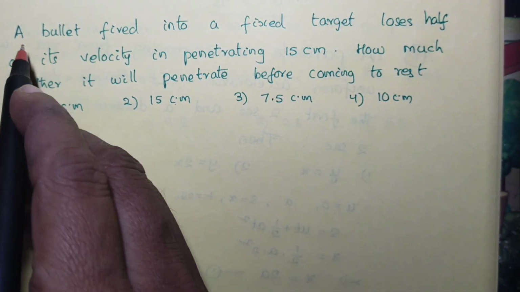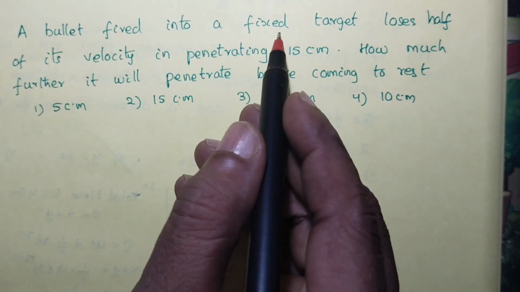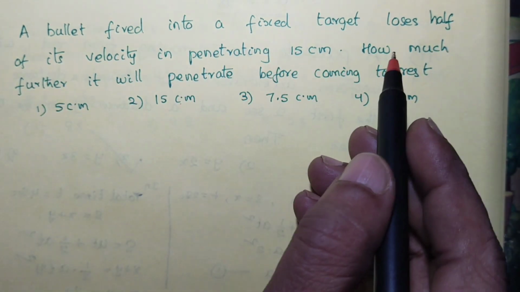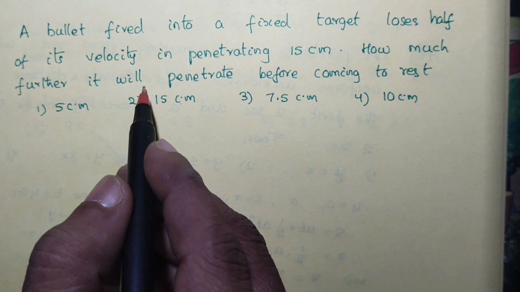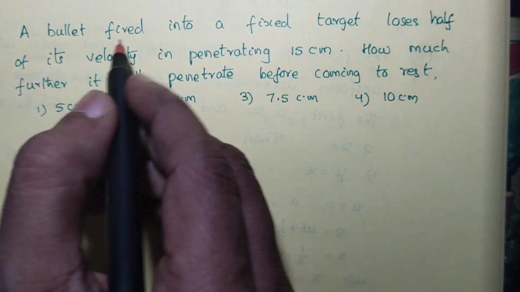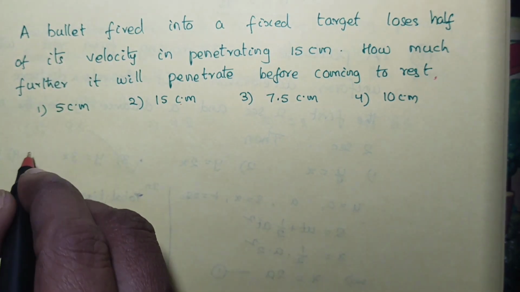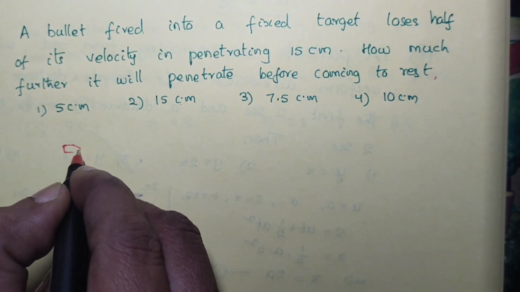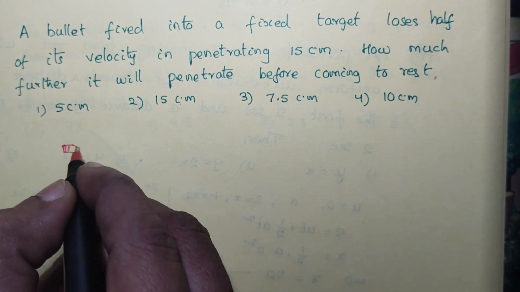So students, let us see this problem. A bullet fired into a fixed target loses half of its velocity in penetrating 15 centimeters. How much further will it penetrate before coming to rest? So here a bullet is fired. So let us take some bullet is here.